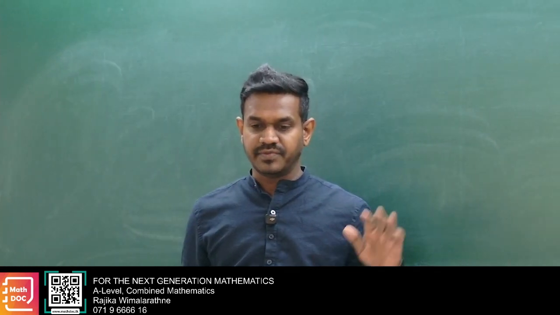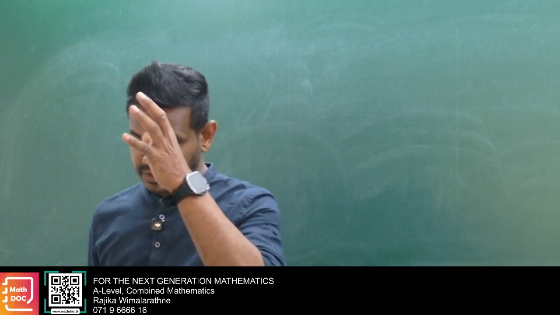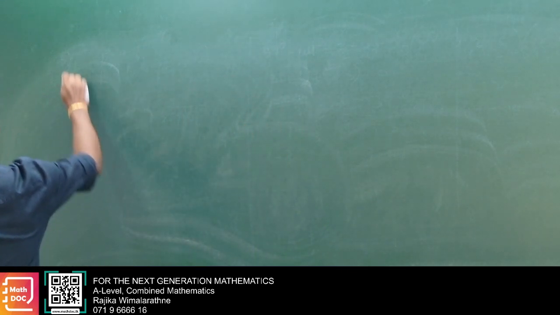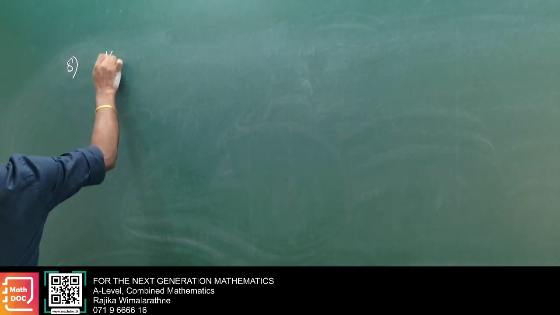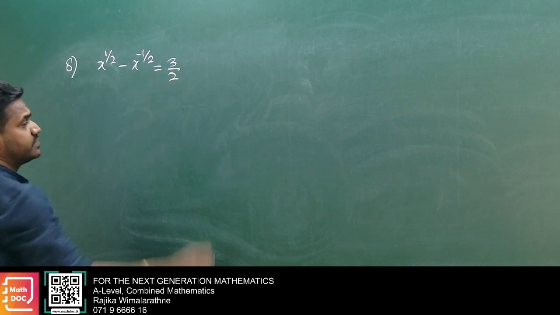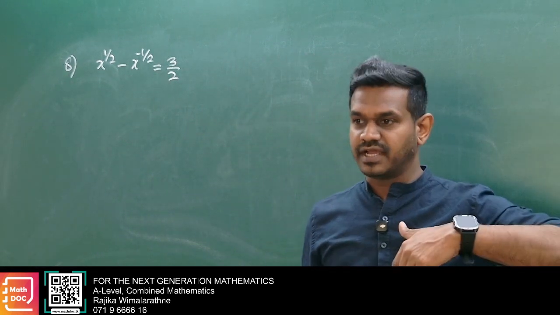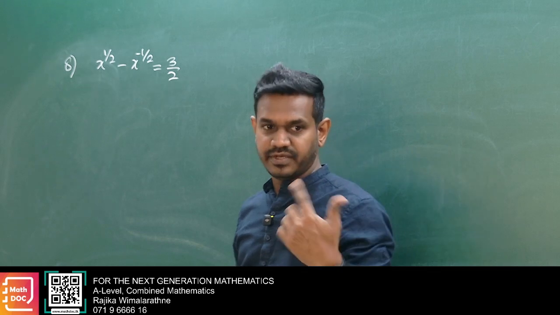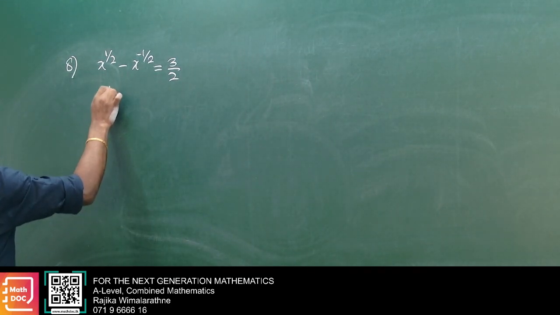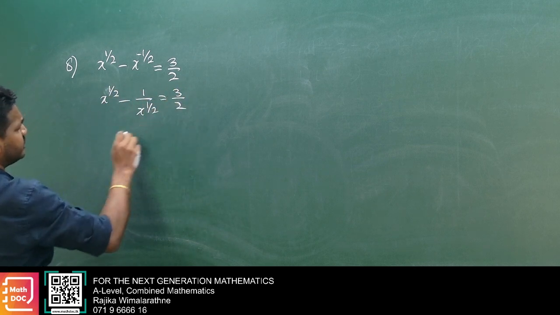Okay, then question number 8: x to the power half minus x to the power minus half equals 3 over 2. Then minus half we can put downstairs without removing the minus value, no? Then x to the power half minus 1 over x to the power half equals 3 over 2.